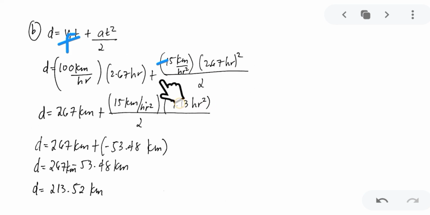And then over 2. So, 100 km multiplied by 2.67, you will be cancelling the hour unit here, and you will be left with 267 kilometers plus negative 15 kilometers per hour squared times 2.67 hours squared, that is 7.13 hours squared. So cancel the hour squared here. 15 times 7.13 over 2 will be negative 53.48 kilometers, and then 267 kilometers minus 53.48 kilometers will be 213.52 kilometers. This is your answer.